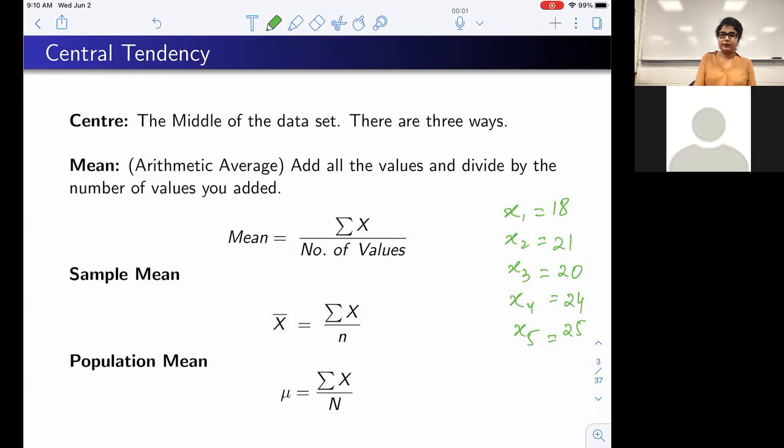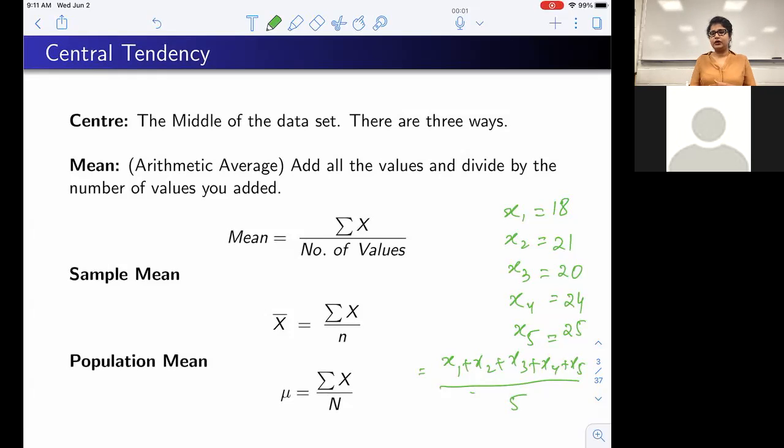So if you are talking about the mean for the age of the students in the class, that means I'm talking about x1 plus x2 plus x3 plus x4 plus x5 divided by how many students there are, which is 5. So this will give you the mean or average value for age. This is how you calculate.